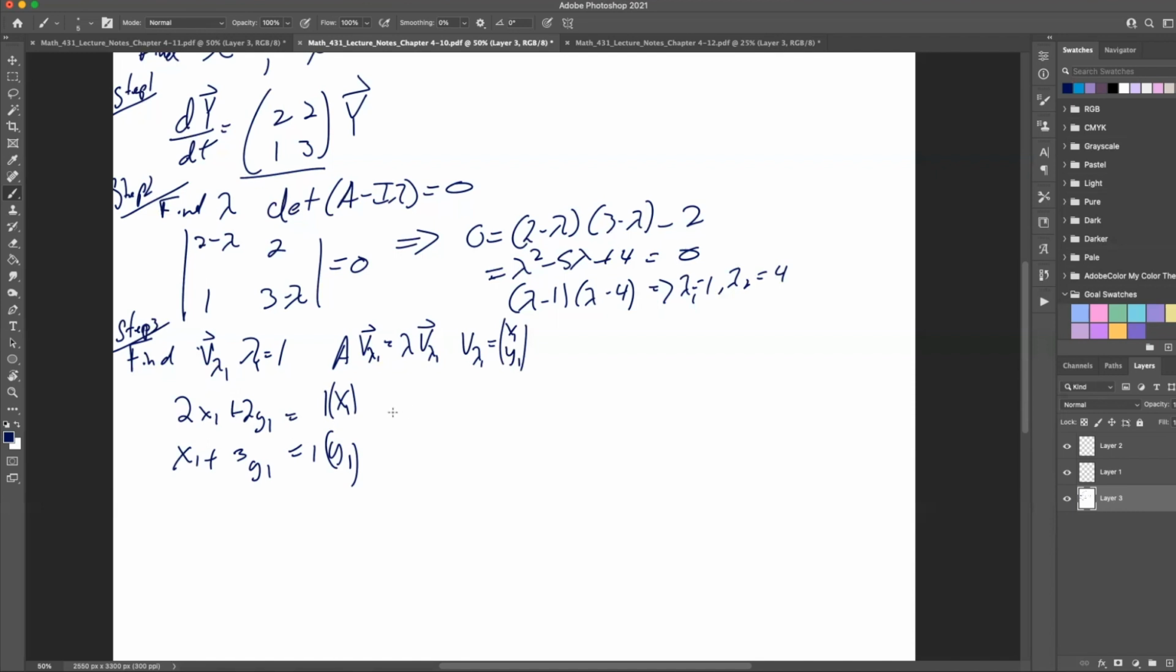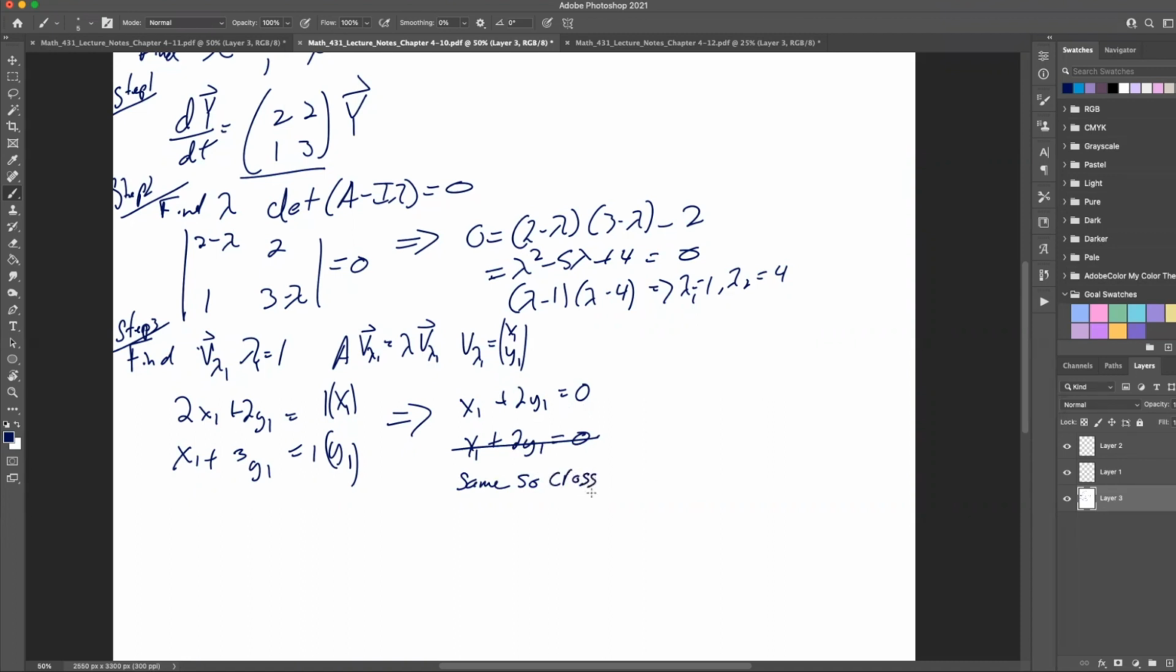If I move everything over to one side, I'll have 1x1 plus 2y1 equal to 0. And here I'll have 1x1 plus 2y1 is equal to 0. Are these the same equation? Yes, and so we can cross one out. If you've found the correct eigenvalue, when you solve for this, one of these equations will be the same.